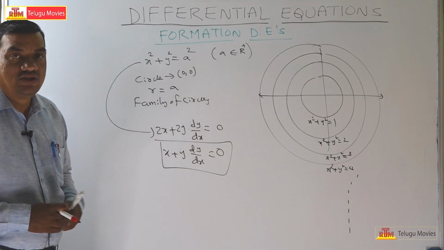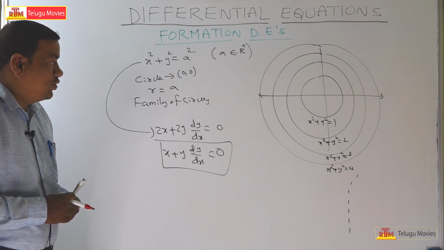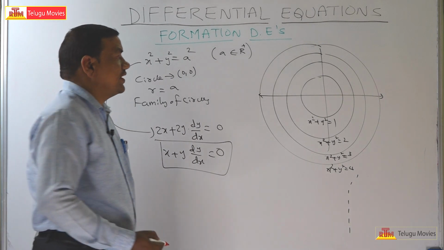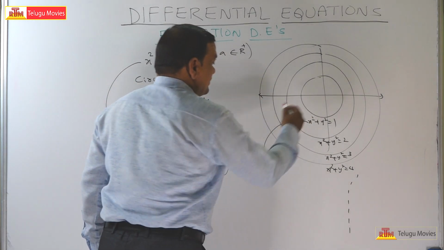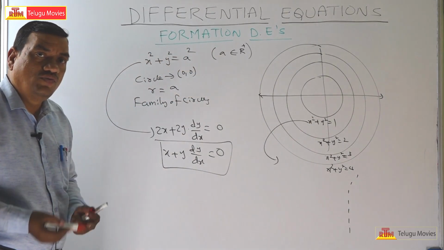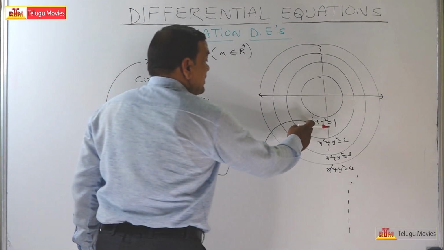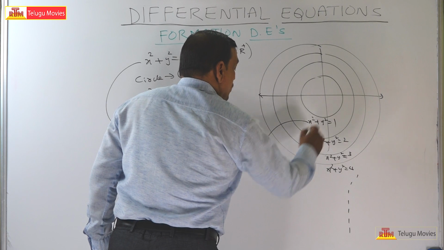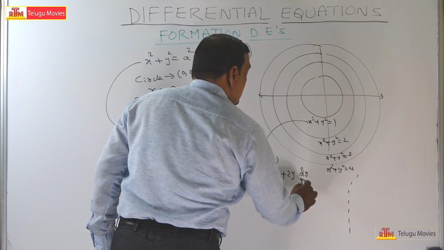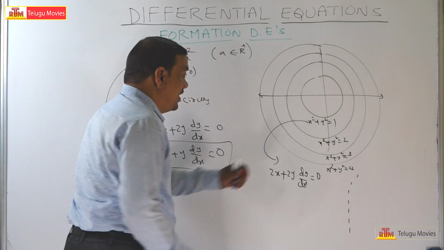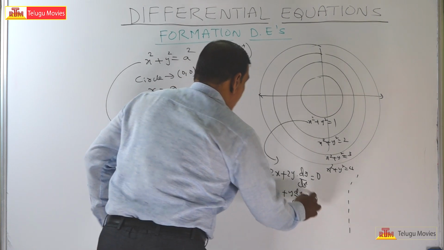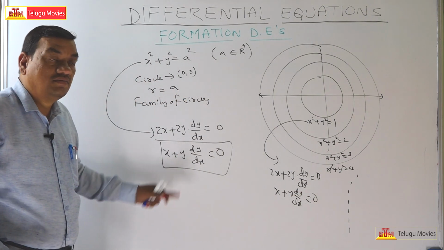How, sir? Let us show with a proof. Let us take the first equation, x square plus y square is equal to 1. Now you differentiate, what happens? The x square derivative is 2x, the y square derivative is 2y dy by dx, equal to the derivative of 1, which is 0. Again you are getting x plus y dy by dx equal to 0. Whose equation is this? Are you getting it or not?